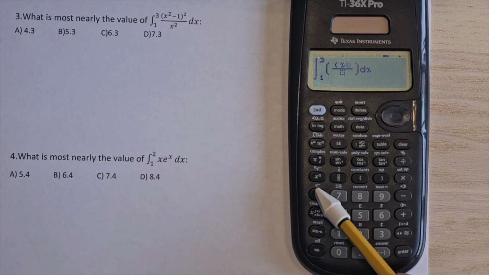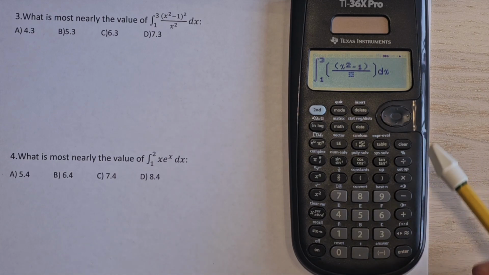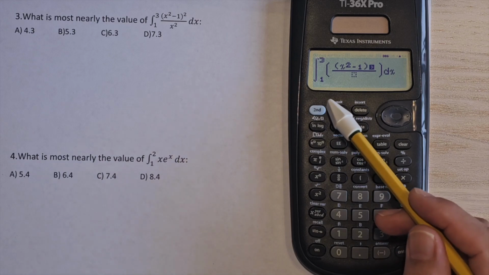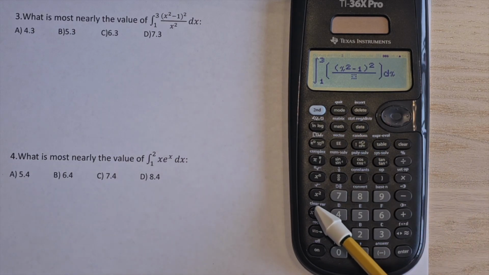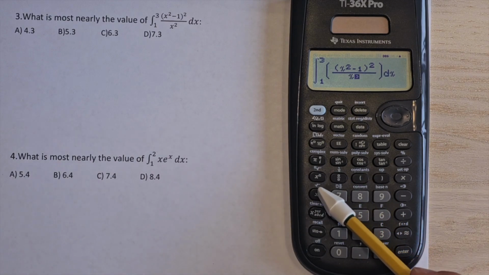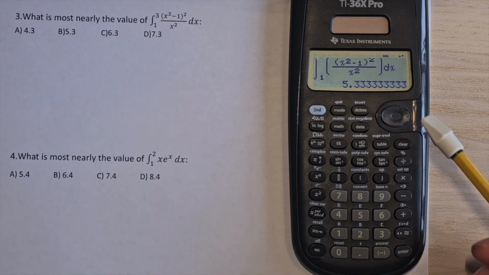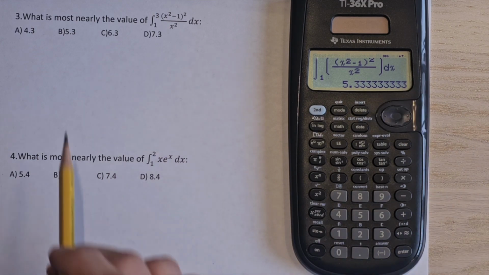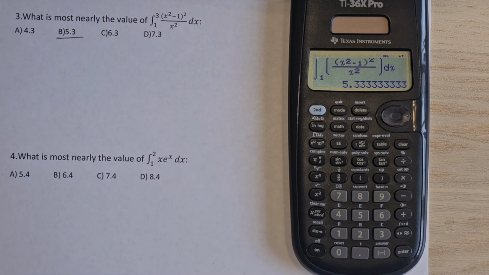x squared minus 1 over, we have to use the squared again, x squared, enter. As you can see here, the answer is 5.3, so option B can be the right answer.